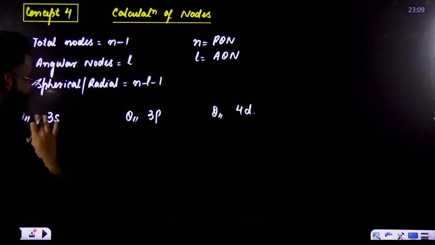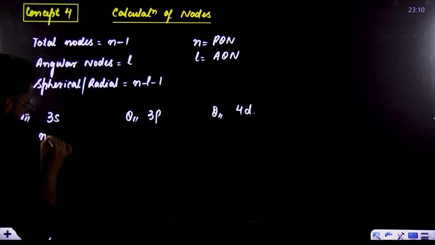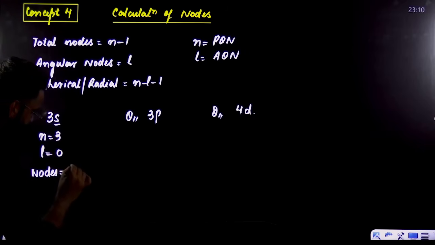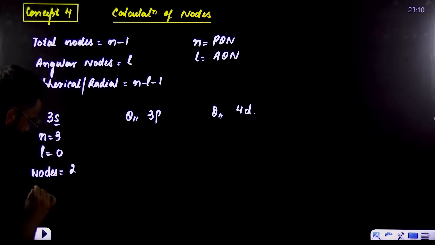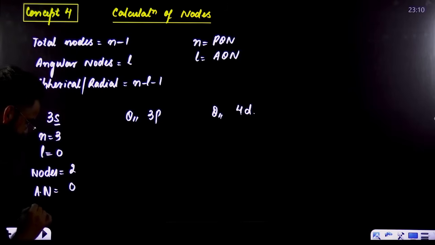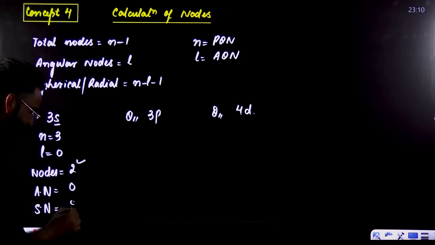Now, my dear students, these are some questions by means of which you'll understand what we have to do. For example, we have got 3s. In case of 3s, n is equal to 3, and in case of s subshell, L value is 0. So how many total number of nodes? Total number of nodes would be n minus 1, so 3 minus 1 is 2. Now, angular nodes. Angular node is given by the value of L. That will be 0. Right? So what about spherical nodes? Total nodes are 2, and there are 0 angular nodes. That means both the nodes are going to be spherical.